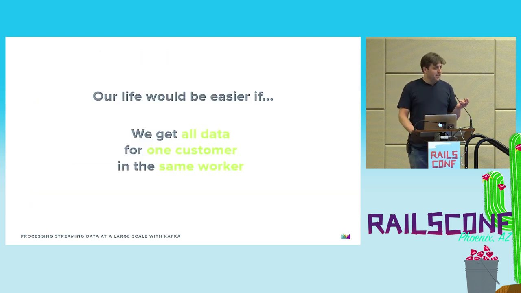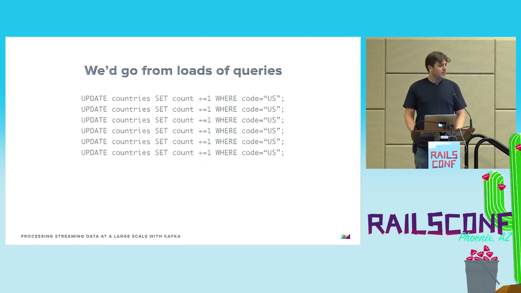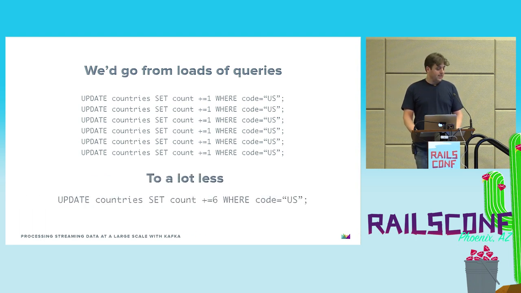But actually, our life would be really awesome if this were true. So we get all the data from one customer on the same worker. Because then you can start doing some pretty smart stuff. So a really simple, smart thing you can do is this. Basically, the standard way to do it is just incrementing the counter every single time a log line arrives in our system. But if we had all the data locally, we could just cache that for a little bit. And we just have this single update query that we could run maybe every 10 seconds. And that would totally decrease the load on the database. So this is kind of what we want to do.